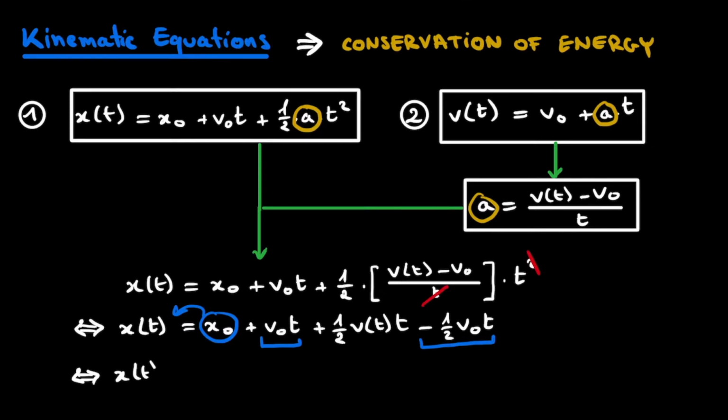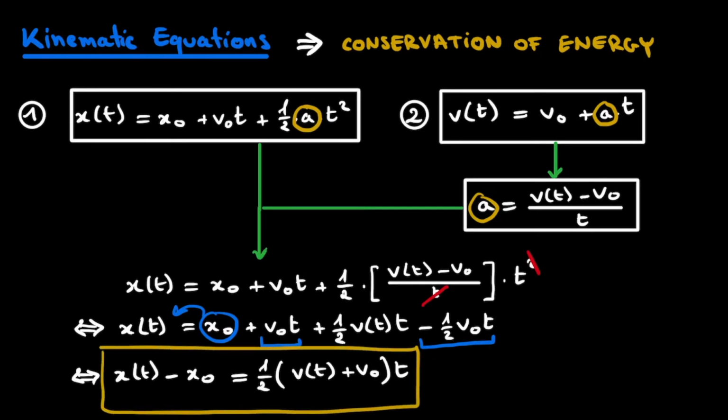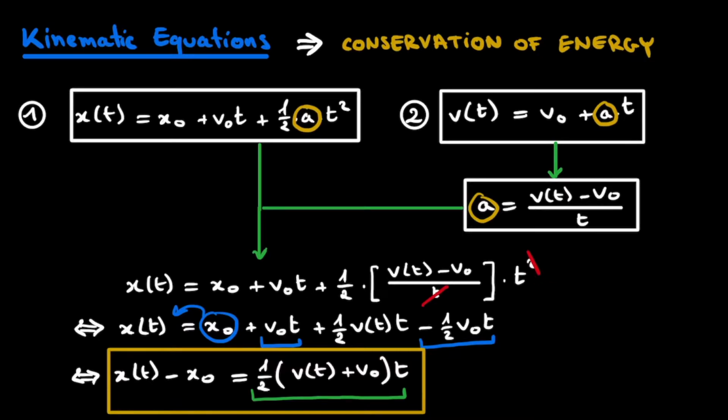We have x of t minus x0 is equal to 1/2 multiplied by v of t plus v0 multiplied by t. And this equation already starts to look a little bit like conservation of energy. Because on one hand of the equality sign, we have terms with a velocity v, and we know that the kinetic energy is proportional to a velocity v. Well, it's v squared, but we'll get there in the end.